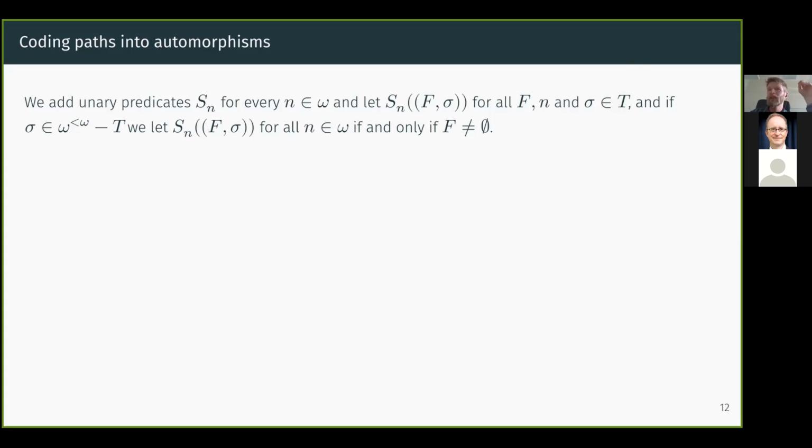So now what we need to do is somehow encode the tree T. And the tree T is encoded using these unary predicates, Sn, such that we say, okay, if a node sigma is in a tree T, then I will let Sn f sigma hold for all f and n. And if a node sigma is not in T, then I will let Sn f sigma hold for all n if and only if f is equal to the empty set. So if f is not equal to the empty set, then there is an n such that Sn f sigma does not hold.